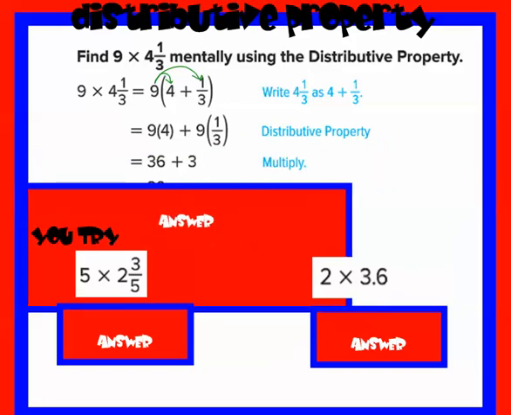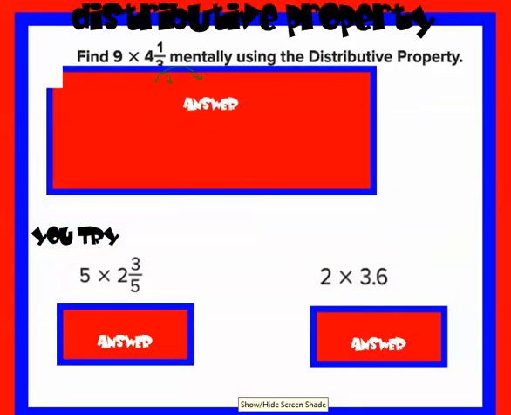Let me get this out of the way here. All right, well, let's just put it there. It's your turn. Pause the video and try to do 5 times 2 3/5 and 2 times 3 6/10. You see that decimal over there. By using the distributive property.